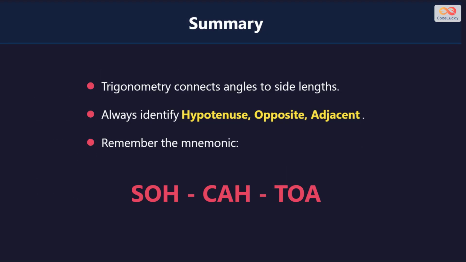To wrap up, remember that trigonometry connects angles to side lengths in right triangles. The first step is always to identify your hypotenuse, opposite, and adjacent sides. Then, just use SOH CAH TOA to choose the correct ratio.